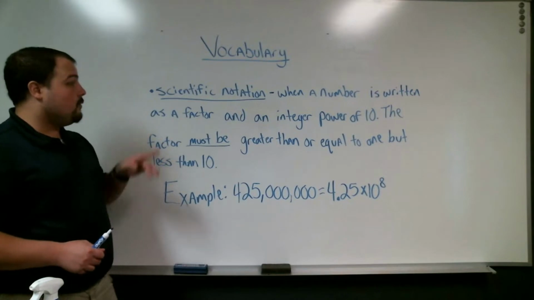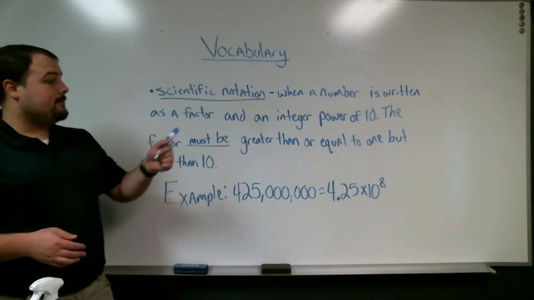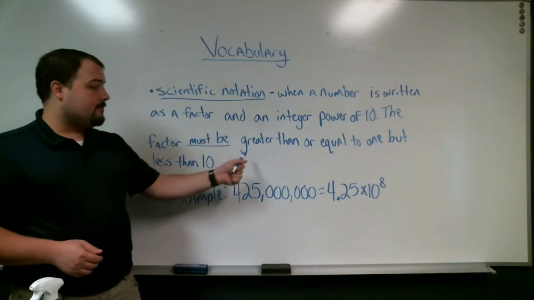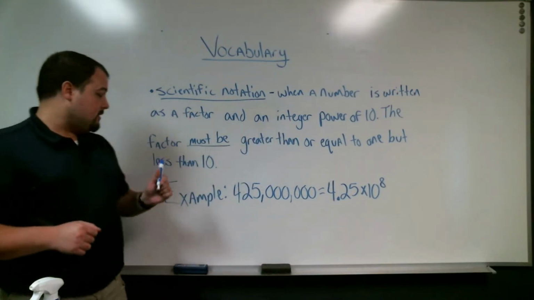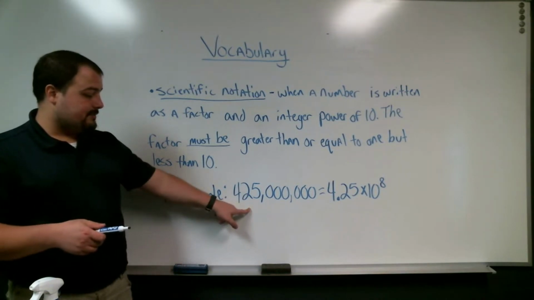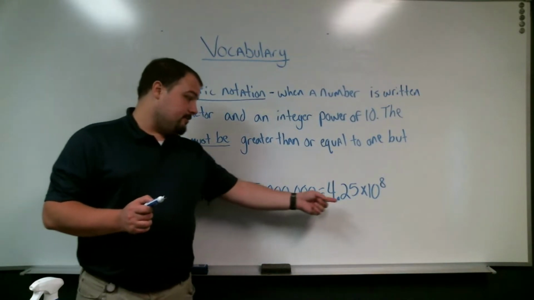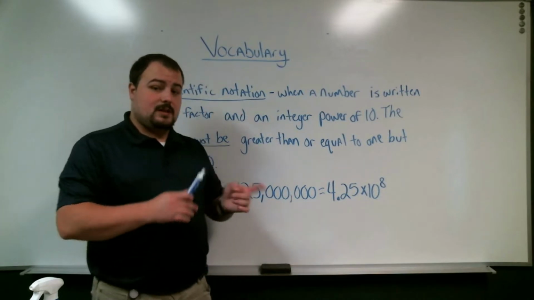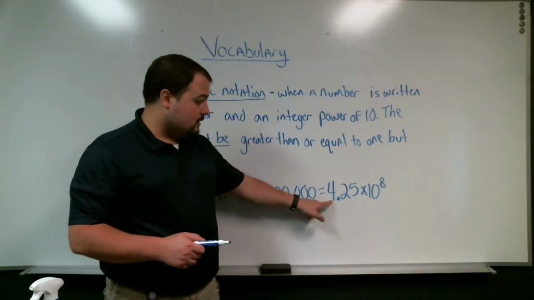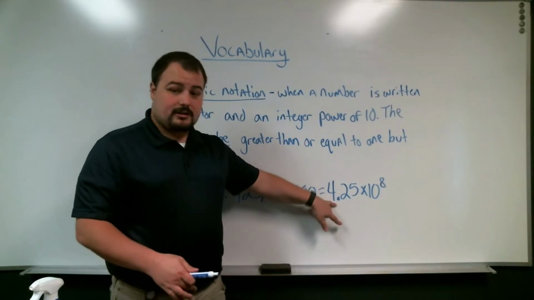For our vocab today, we only have one vocab word, scientific notation. The definition of scientific notation states that when a number is written as a factor and an integer power of 10, the factor must be greater than or equal to 1, but less than 10. So if you're going to rewrite a number like 425 million, we have to make this number a number between 1 and 10. It has to be greater than or equal to 1, and less than 10. Well, if we look, this is 4.25. That's greater than 1 and less than 10, so that's the correct number.